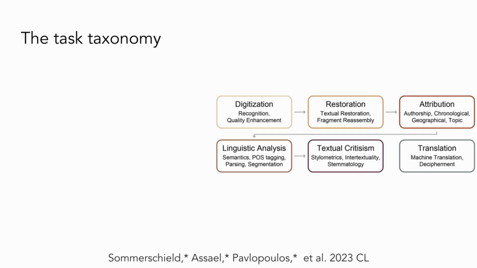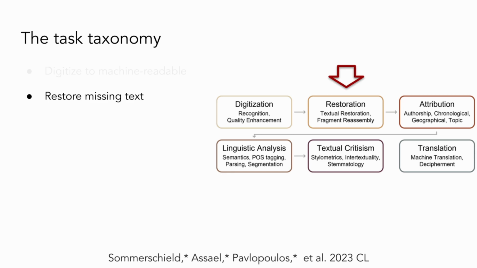To best undertake the review work for the purposes of this survey, we designed a taxonomy following the different but not necessarily sequential steps involved in the study of ancient documents. Digitization brings textual sources to a high quality and machine-readable format, for example, through optical character recognition or handwritten text recognition.